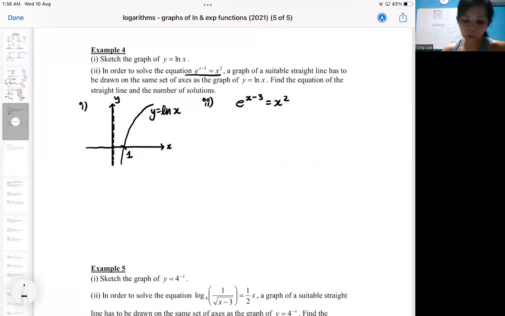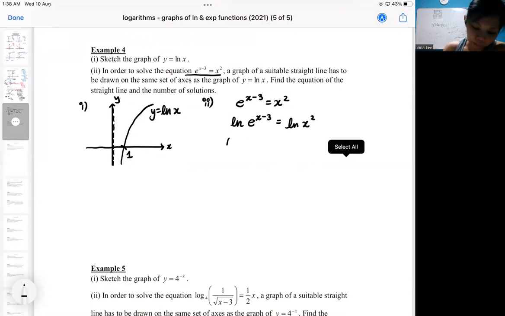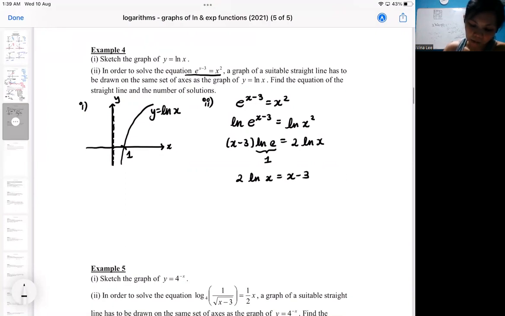So inevitably, we will need to ln both sides. Then you got to bring down the power. And don't forget, this is a value of 1. After you bring down the power, you realize you're getting very close to the graph. ln x will be (x minus 3) over 2. So can you see this is your graph? So the line to add will be this line.